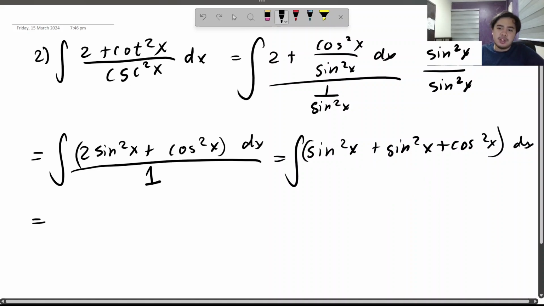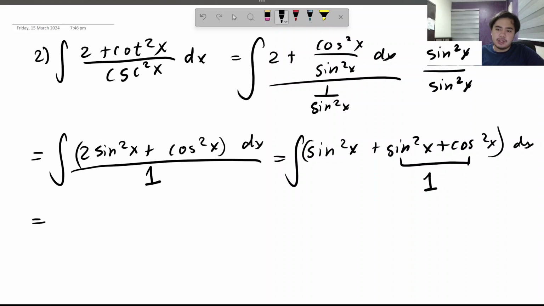Now, what do we do with this? We know this is going to be just 1. So our entire problem now is the integral of 1 plus sine squared x dx. So how can we integrate this?